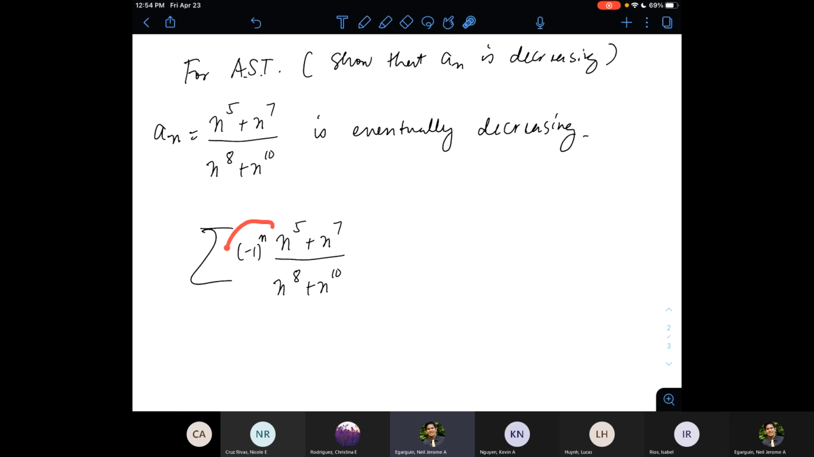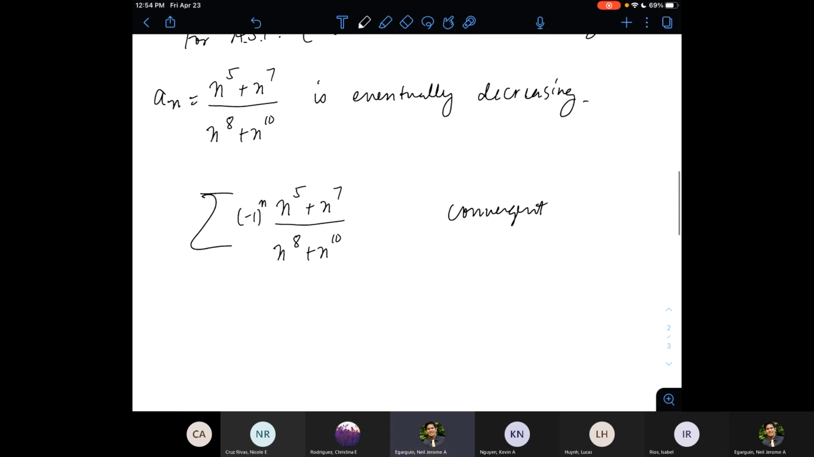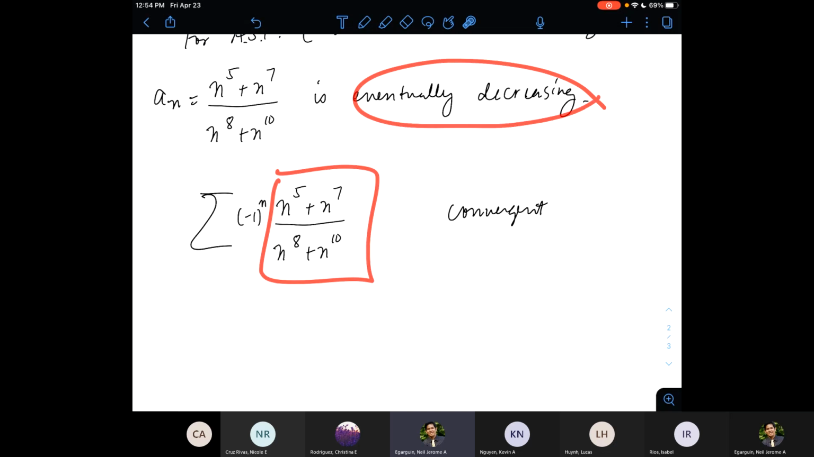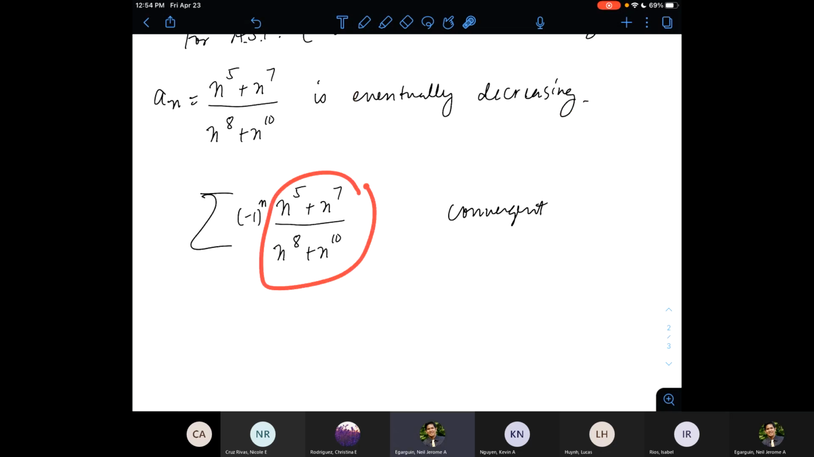If there's an alternating sign, then the AST will tell us this will converge. Why? Because if you look at the positive term, it will be eventually decreasing. The limit of the positive term is 0 because the denominator goes to 0. And those are the 2 requirements of the AST. Both conditions are met, so the alternating series is convergent.